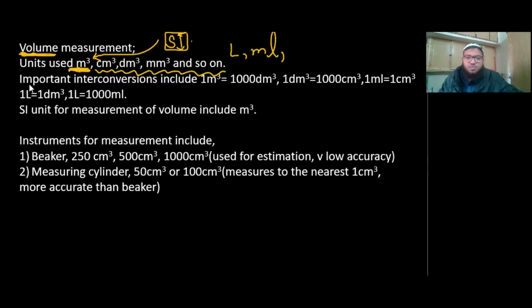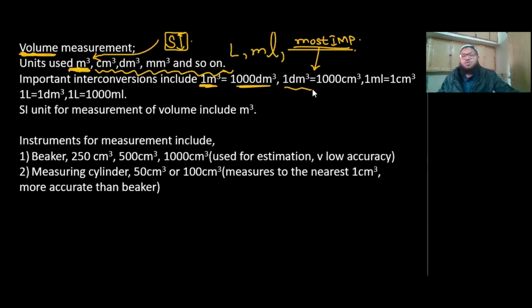Now let's look at a few important interconversions. 1 meter cube is equal to 1000 dm cube. The decimeter cube, dm cube: 1 meter cube equals 1000 dm cube. How this came about, the derivation of this, has been covered in that physics prefix conversion lecture as well, but over here I will just give this statement and expect you guys to know this. Then 1 dm cube equals 1000 cm cube, and this is in fact the most important conversion, because this is repeatedly asked throughout your O-level chemistry.